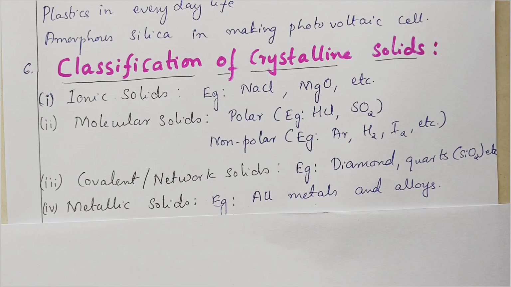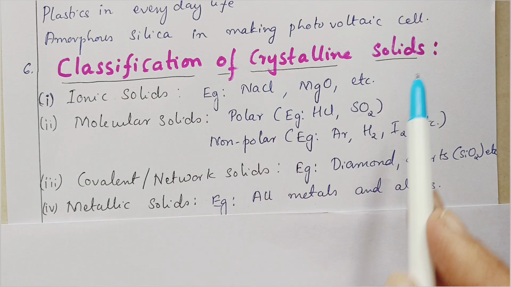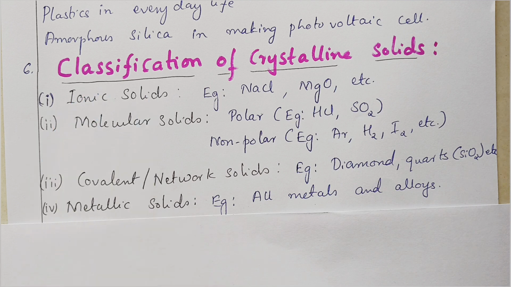Coming to the main topic of this chapter, that is crystalline solids, let's see their classification. Based on the nature of constituent particles and the types of bonds present between them, the crystalline solids are further classified into four categories. One is ionic solid. In these solids, the constituent particles are positive and negative ions. Examples are sodium chloride, magnesium oxide, etc. Here we can find ionic bond.